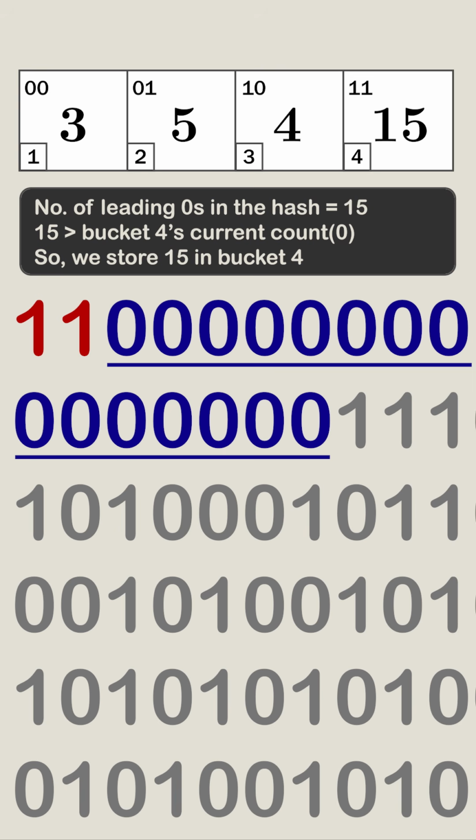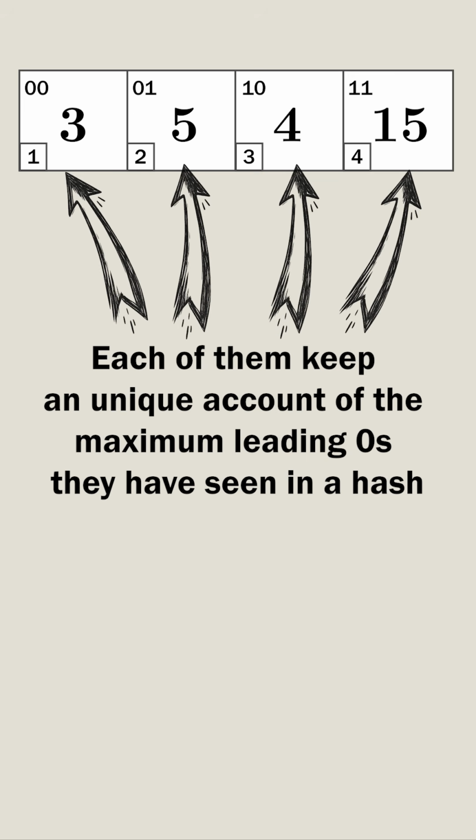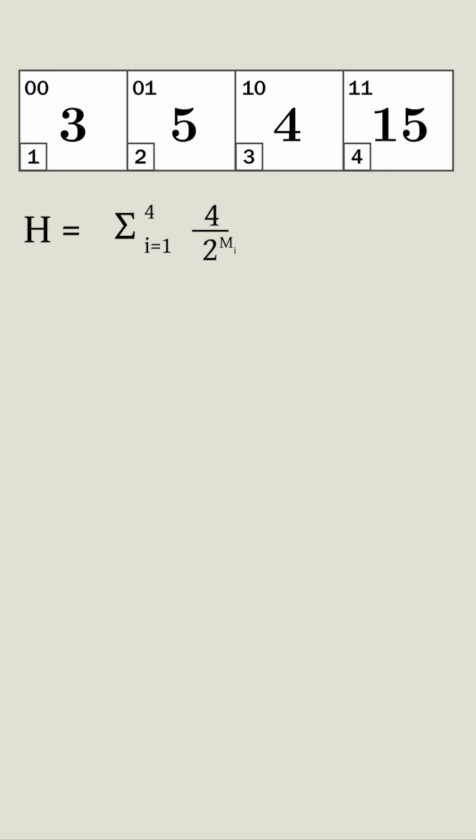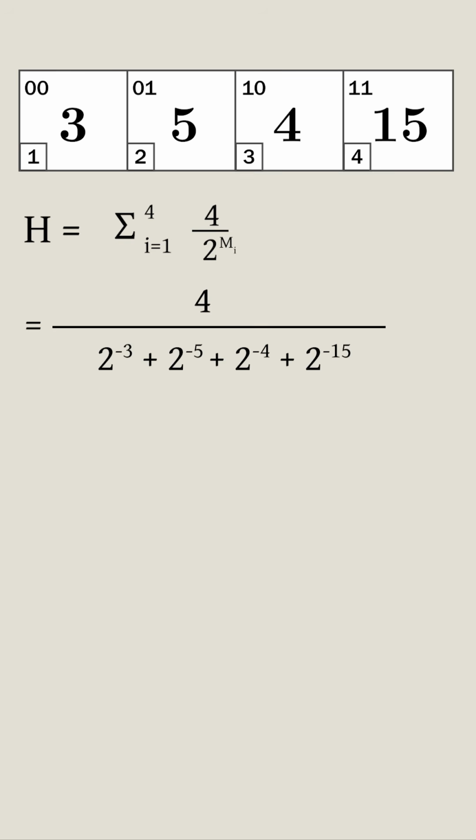It's clearly an outlier, but the benefit of having multiple buckets is that each bucket now keeps its own independent account of how many unique viewers we might have. So instead of relying on a single bucket, which might have an absurd value, we average them out to balance out the outliers. But we can't just take a simple average. That would still give too much power to that one outlier bucket. Instead, we use the harmonic mean, which penalizes the outliers so that they don't skew the results.